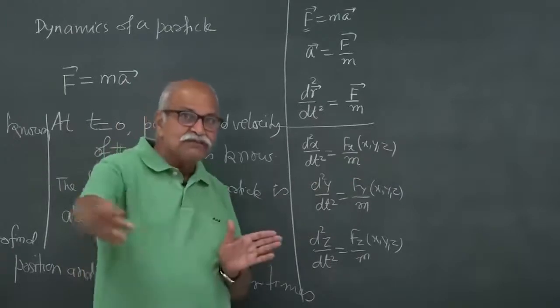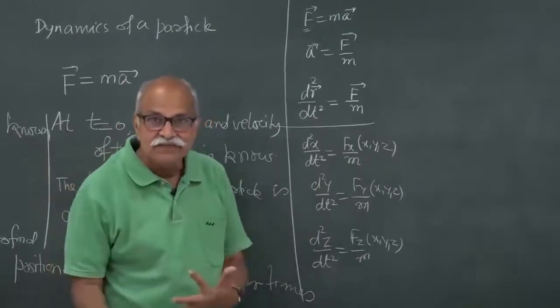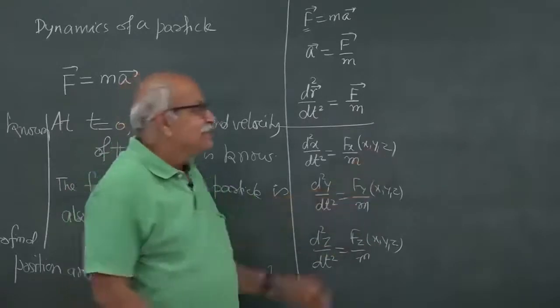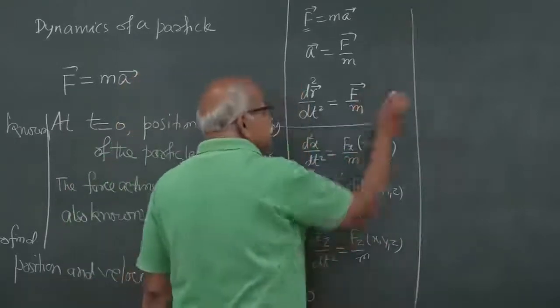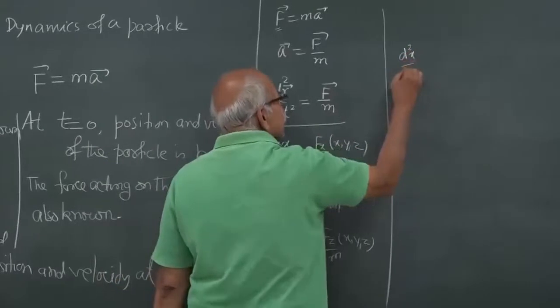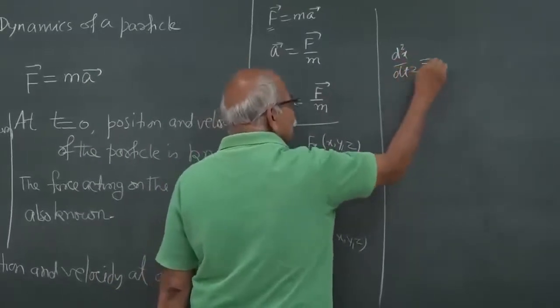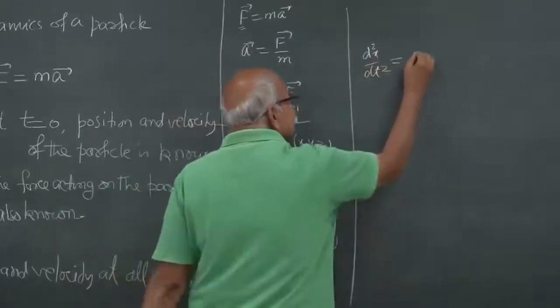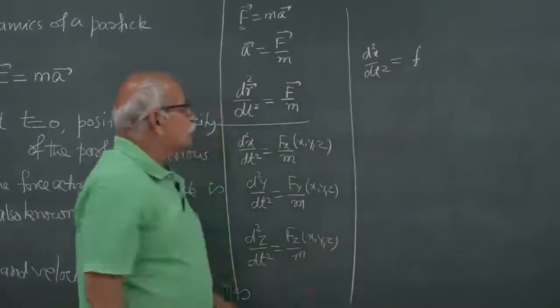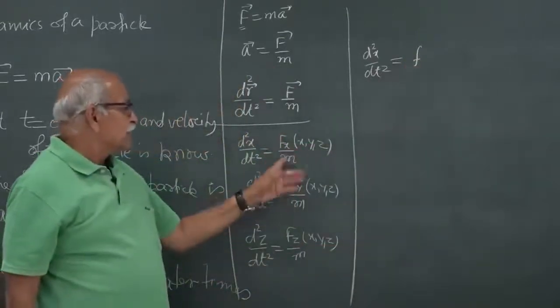If it so happens that it does not depend on x y z or t, it is constant, or during the entire motion of the particle we are interested in, this force is constant, then life is very, very simple. d2x/dt square is equal to a known function Fx by m. This is constant, right? We start with constant force. So, this Fx by m is constant.